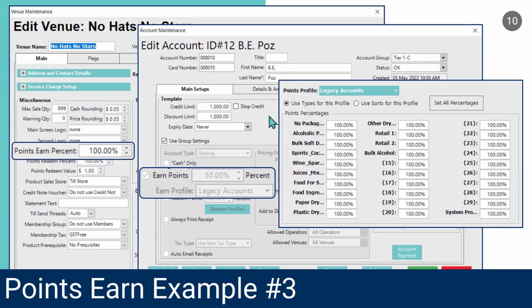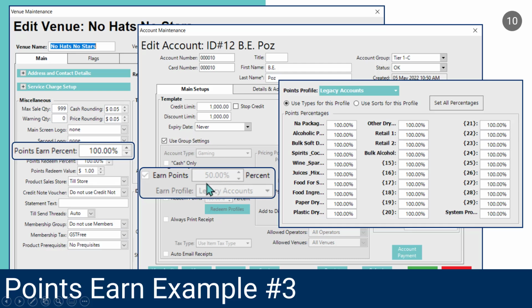Okay, next up, and for the rest of these points earn examples, we've got 5 altogether, so 3 more including this one. I am using a points profile here where all of the sort and type percentages are 100%, so that at the highest base level, all products are earning points at 100% of their price. That's this one here called Legacy Accounts, and we've got that set, in this case, to the account group that BYOB is in, and then we are using group settings there.